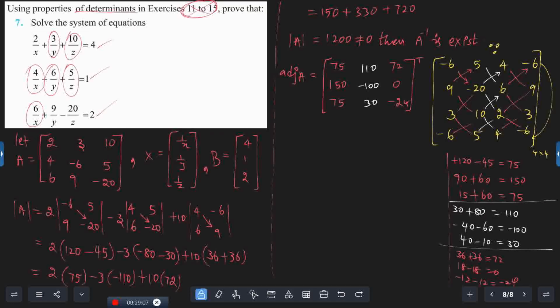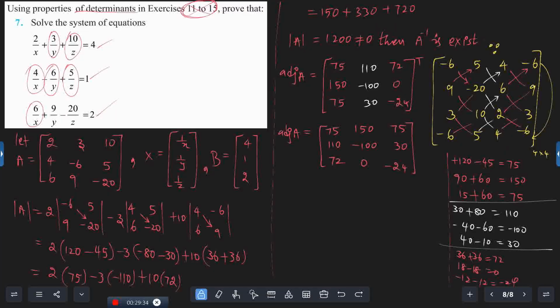We have to take the transpose to get adjoint A. So that adjoint A is equal to, row you write as column, children. Row you write as column. So 75, 110, 72. Understand? Next, 150, minus 100, 0. Like that, 75, 30, minus 24. This is my adjoint A.